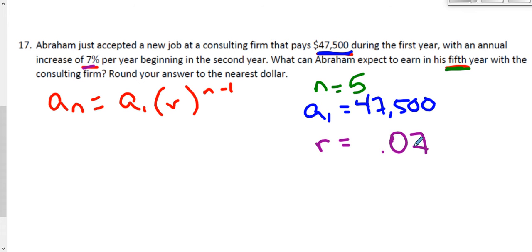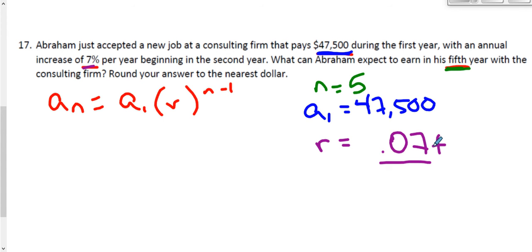The problem is, if I multiply 47,500 by 0.07, my answer gets smaller. It just finds 7% of the original. It tells me what his raise will be, but it doesn't tell me what his new salary will be, including that raise. So in order to find what the rate is, I have to take into account that this raise is getting added to his original salary.